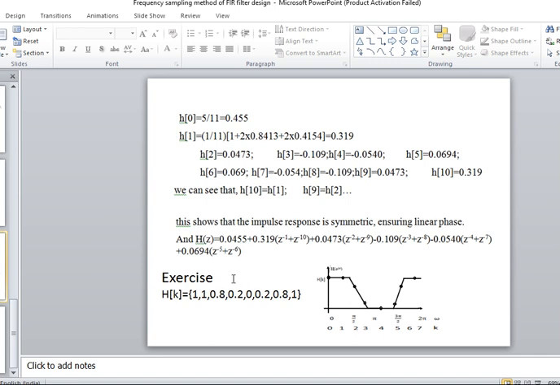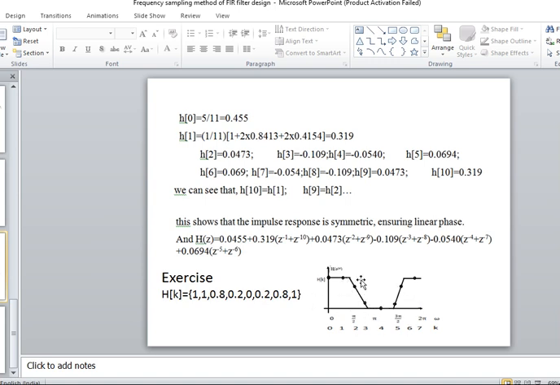Now let us see another exercise. In this case, we have taken a frequency response which does not have a sharp transition band. In this case, it's sloping. The transition band is somewhat sloping. So we can take any arbitrary shape like this.